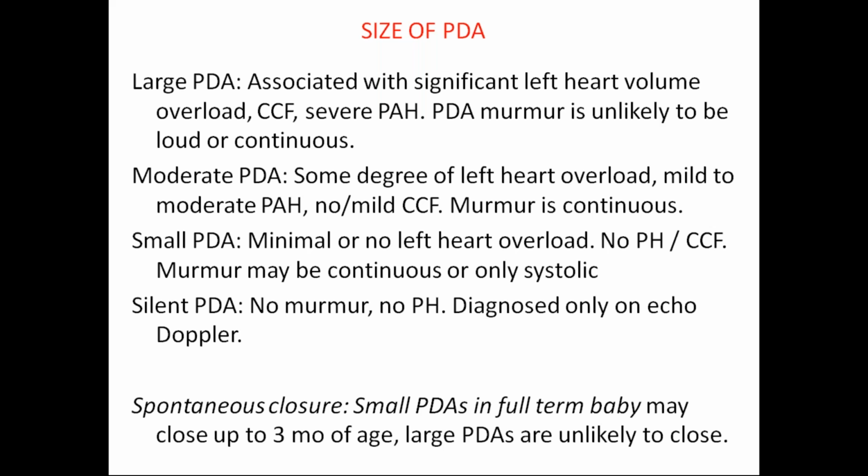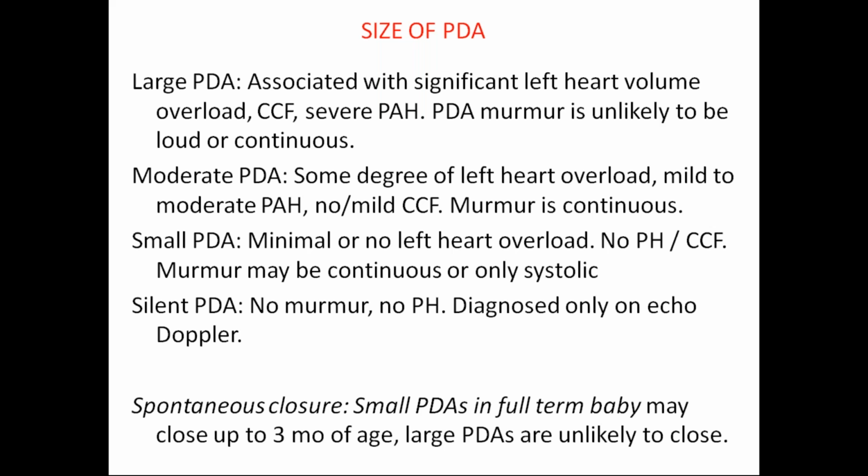Okay, large PDAs, then, is based on the size again. Large PDAs associated with significant left volume overload will result in failure and pulmonary arterial hypertension. So your PDA murmur is unlikely to be loud or continuous. As we discussed, if it is a large PDA, you won't get a continuous murmur, you will get only a systolic, pan-systolic murmur. The diastolic component of the murmur won't be present because the pulmonary pressures have already set in. Okay, in case of moderate PDA, there is some degree of overload and not much pulmonary hypertension, so the murmur will be continuous.